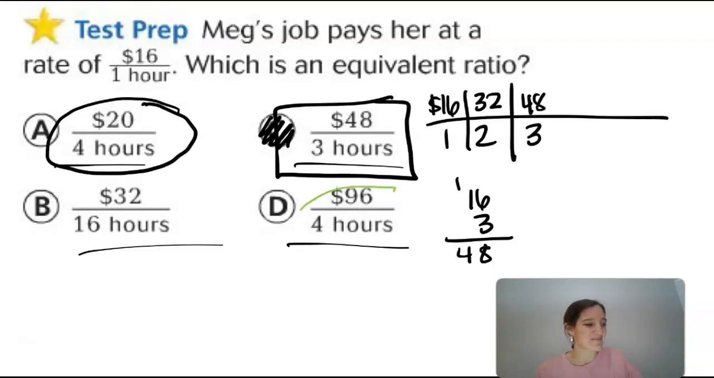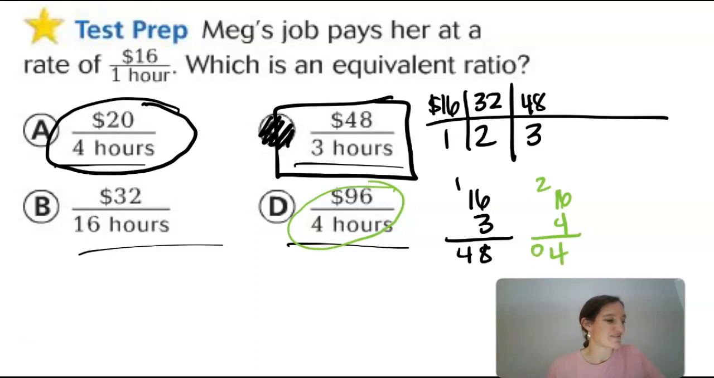I'm curious about this one. How come this one doesn't work though? Let's figure it out. Oh, it's $84, not $96. Okay, so the answer is definitely C.